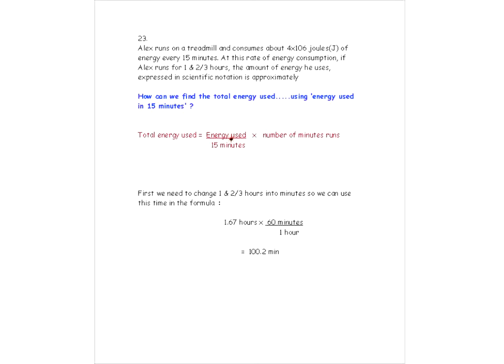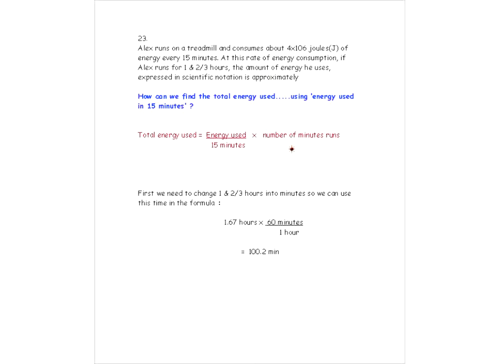So basically, you're trying to find some formula that's going to leave you with what you're trying to find. You're trying to find energy, so you take this energy used per 15 minutes. When you see every 15 minutes, that means divided by 15 minutes. So you take that and you know, okay, I'm going to multiply by number of minutes, and that will leave me with energy. And that's what I'm trying to find, how much energy he uses. So that's the overall formula we're using here.